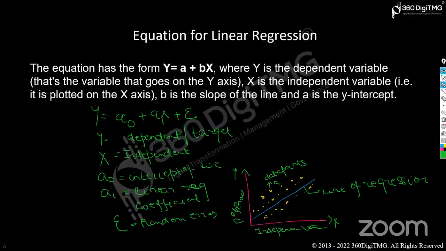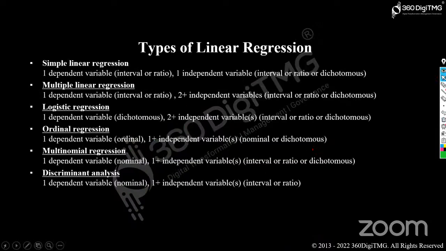The equation has the form of y is equal to a plus b of x, where y is your dependent variable, x is your independent variable, b is the slope, or in our case, A1 is the slope and A is your y-term. This is the equation for your linear regression.